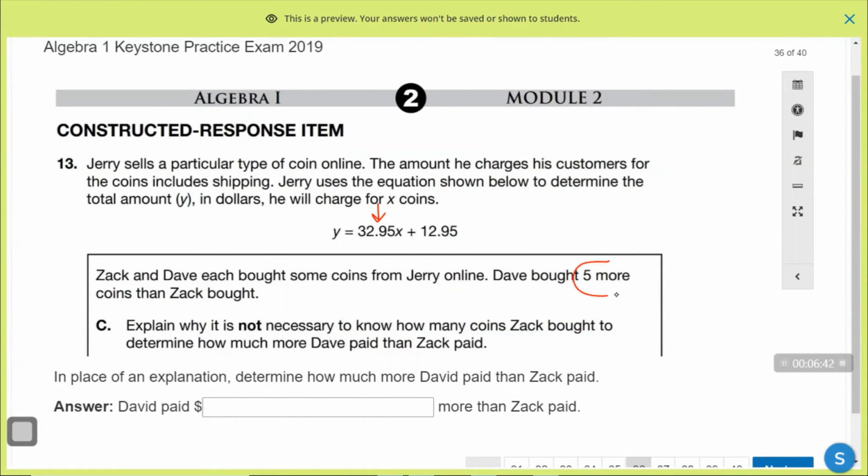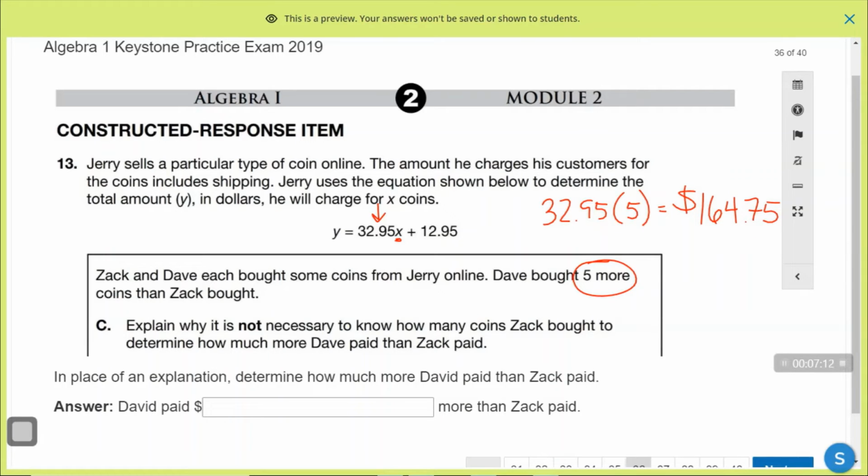If we know he bought 5 more coins, well, that's simply $32.95 times 5. That cost is going to be $164.75. So it doesn't matter how many Zach bought. We know if Dave bought 5 more, he paid $164.75 more, because that's the only thing that varies based on the coins. Our initial fee, $12.95, does not vary because it's not attached to a variable.